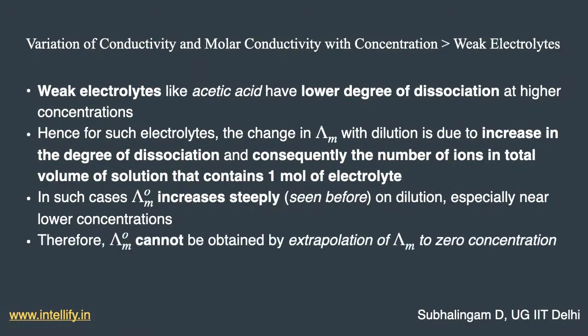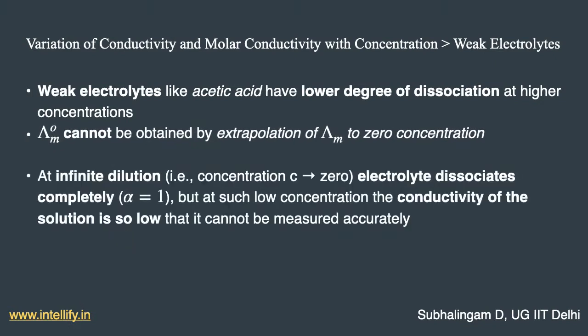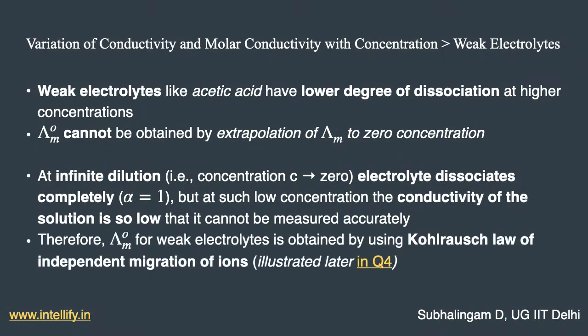Therefore, lambda naught M cannot be obtained by extrapolation of lambda M to 0 concentration. At infinite dilution, that is concentration C tends to 0, the electrolyte dissociates completely, that is alpha is equal to 1. But at such low concentration, the conductivity of the solution is so low that it cannot be measured accurately. Therefore, lambda naught M for weak electrolytes is obtained by Kohlrausch's law of independent migration of ions, which we have seen before, and we will see how it is obtained in question 4 in the upcoming slide.